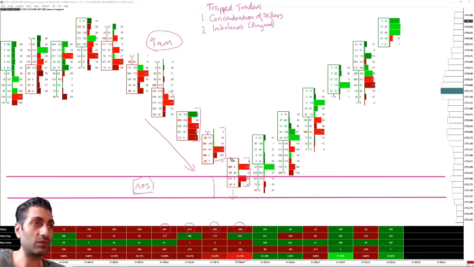Spelling's terrible on diagonal, but anyway. So you're looking for diagonal imbalances, 189 to 4. You see, it's a selling frenzy, guys. Not a single person's buying. They're all getting trapped. This is beautiful. This is exactly what I want to see.